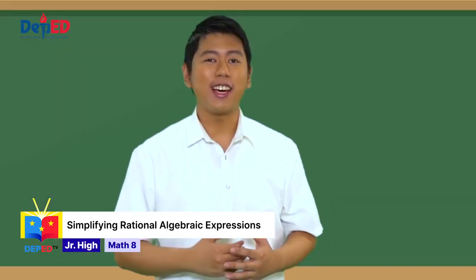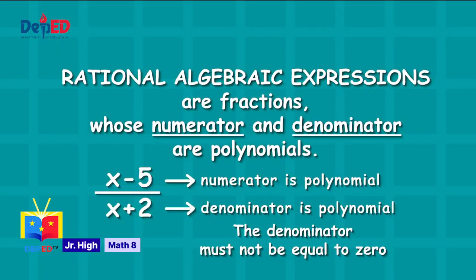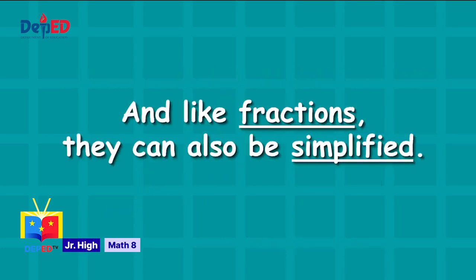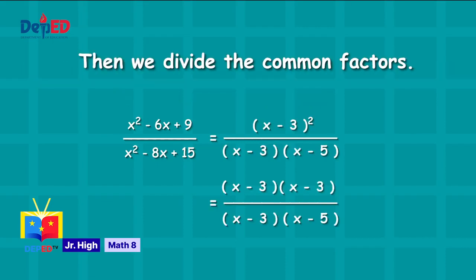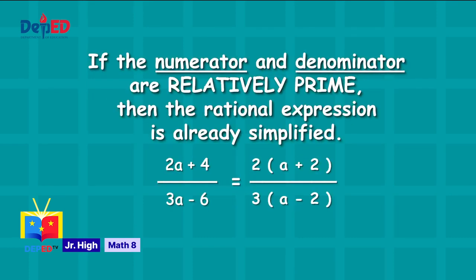Now let us have a recap. Rational algebraic expressions are fractions whose numerator and denominator are polynomials. And like fractions, they can also be simplified. To simplify a rational algebraic expression, first, we write the numerator and denominator in factored form. Then we divide common factors. If there are remaining factors, we multiply them. And if the numerator and denominator are relatively prime, the rational expression is already simplified.